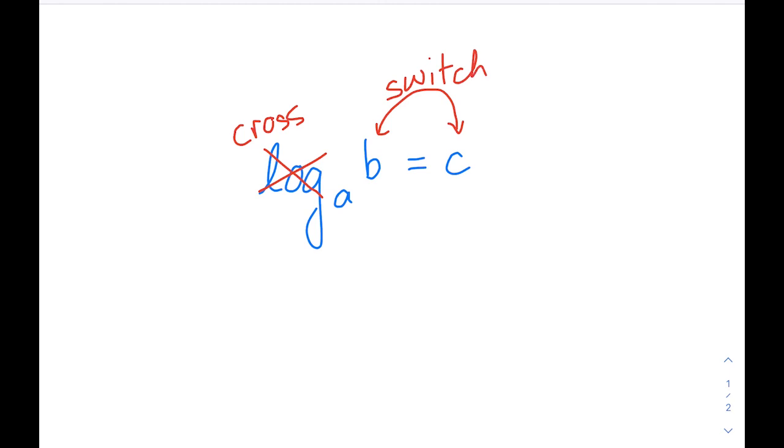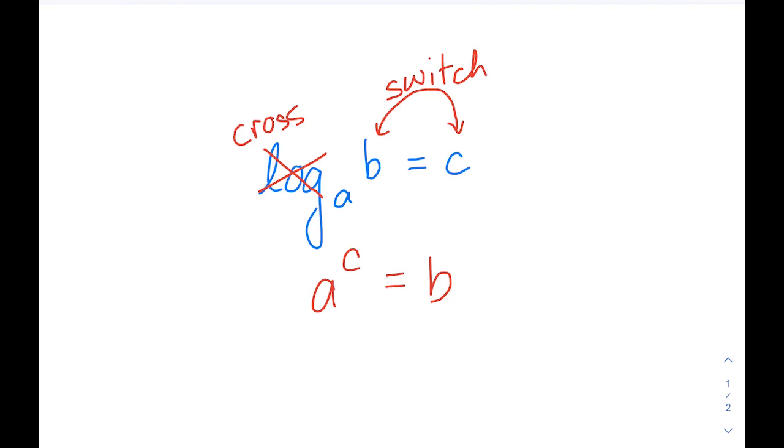It sounds like it would be a cool either skateboarding move or maybe a way of crocheting something. I'm not sure. But it's referred to as the cross switch. And so here, when you take those two steps, what you're left with now would be A to the C equals B. And that's the exponent form of your original log expression.